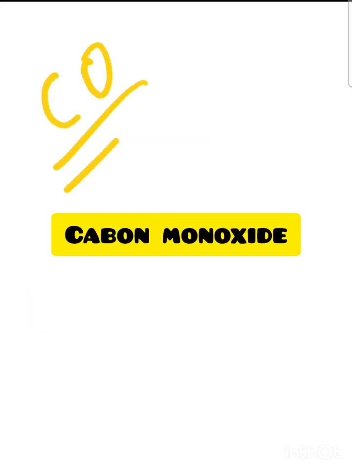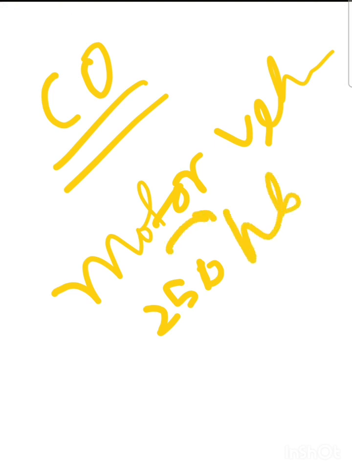The second one is carbon monoxide, that is CO. CO occurs in exhaust emissions from motor vehicles. So this carbon monoxide is released maximum from motor vehicles. It is poisonous on account of having more affinity for hemoglobin, approximately 250 times greater than that of oxygen. So carbon monoxide has more affinity towards hemoglobin than oxygen.